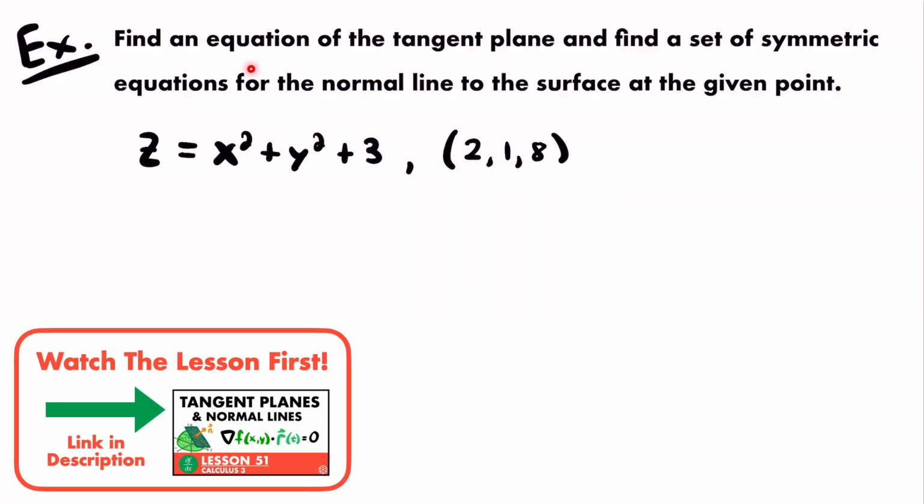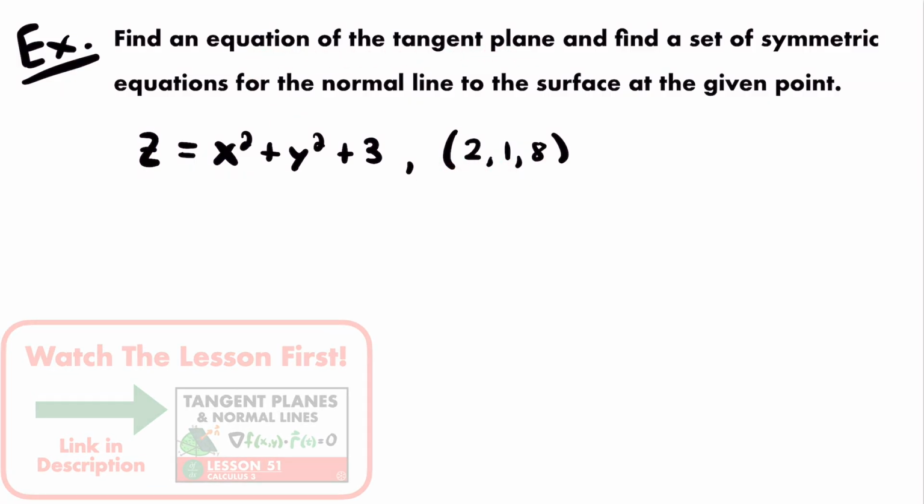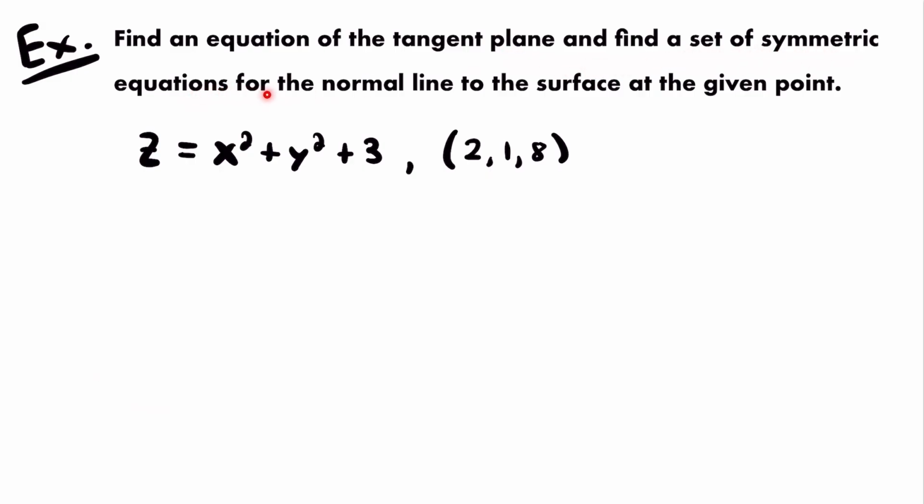Okay, so to find the equation of the tangent plane and to find a set of symmetric equations for the normal line, we need two things. We need a point, which we've been given, and we need a normal vector. And that's what we need to find. To find that normal vector, we need to get our surface equation in the following form. We need to have a function of three independent variables, x, y, z, equal to some constant value c.